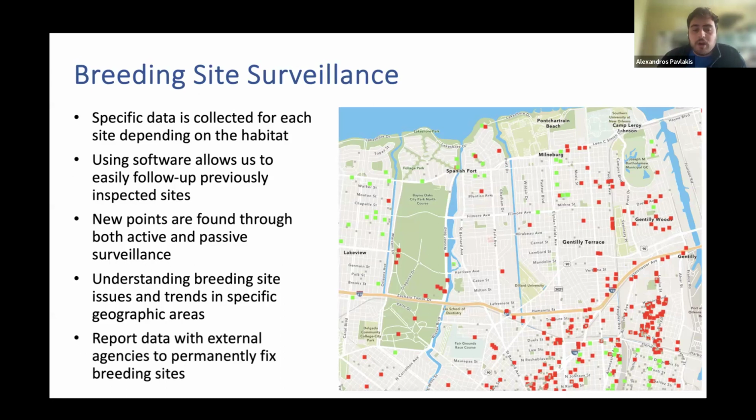And then another great part of this is that with this data, we're able to report it to external agencies to get these sites permanently fixed. So instead of just band-aid solutions of continuous treatment, we can get these sites permanently fixed and really reduce the breeding that's occurring in these neighborhoods.